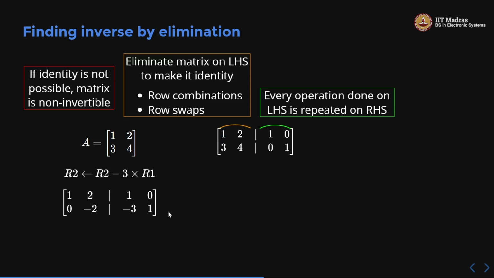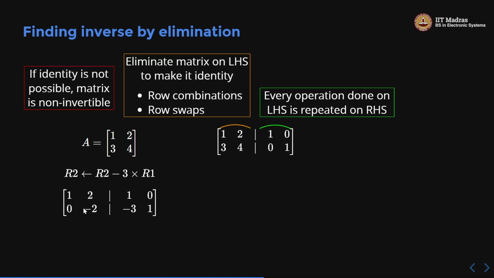So I get this guy. You can check. I've done R2, replaced it with R2 minus 3 into R1. So notice the right hand side has become something else now. So this is normal. Just keep it like that. The left hand side is going towards identity, right? It's become 1, 0. The first column is okay.